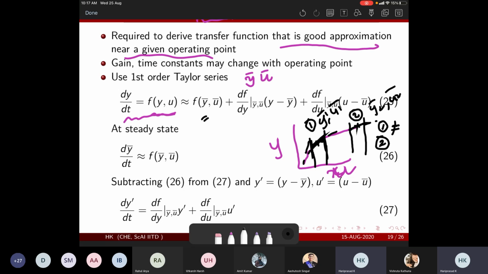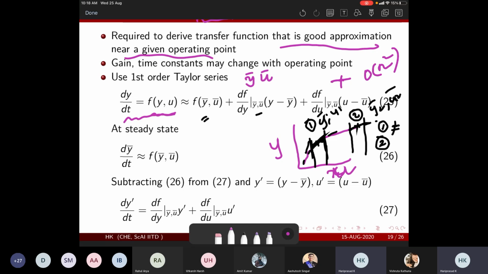The first term is the steady state term f of y bar u bar. Second is the derivative of f with respect to y at y bar u bar times y minus y bar. Third term is the derivative of f with respect to u, which is the second variable, times u minus u bar. Plus, as we have told, higher order terms, of second order, which we are neglecting.